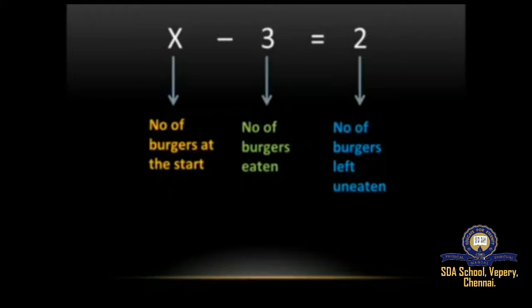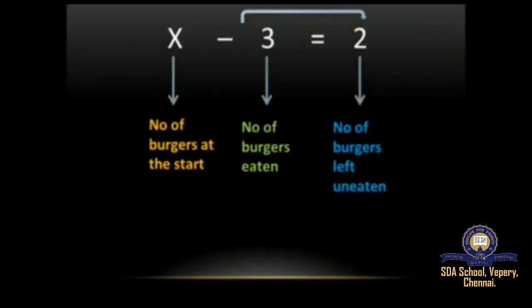So here you're going to find out the number of burgers at the start. So in order to find the number of burgers at the start, you're going to bring the minus 3 to the right hand side, okay? That is, we are going to keep all the variables on the left hand side and we are going to keep all the numbers on the right hand side, okay? The one which we are going to find only, we are going to keep it on the left hand side.